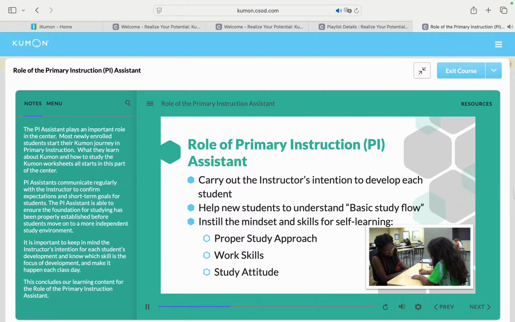PI assistants communicate regularly with the instructor to confirm expectations and short-term goals for students. PI assistant is able to ensure the foundation for studying has been properly established before students move on to a more independent study environment. It is important to keep in mind the instructor's intention for each student's development, know which skill is the focus of development, and make it happen each class day.